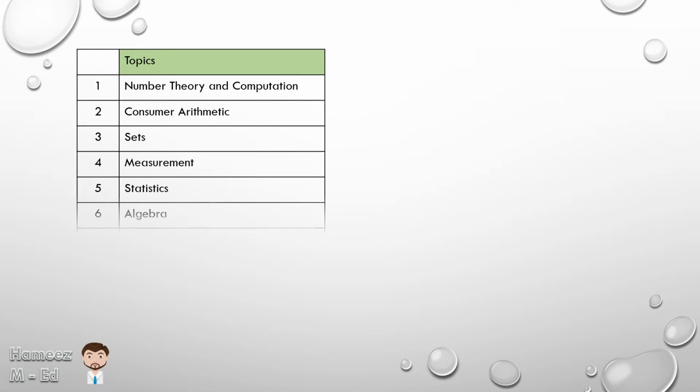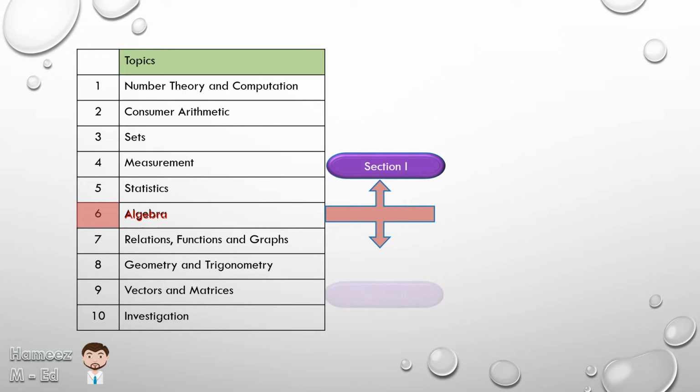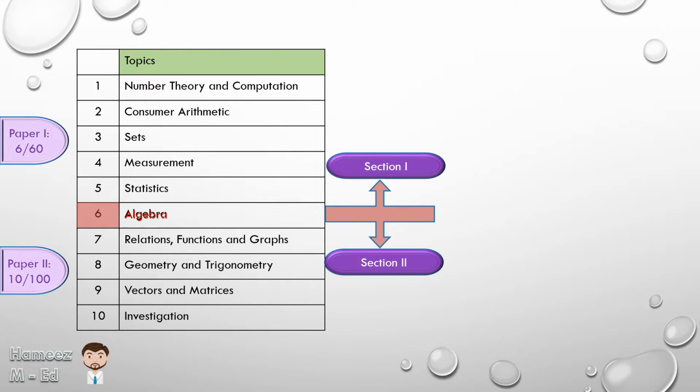Let's recap the 10 major topics in CSEC Math, and this video deals with topic number 6, Algebra. This topic comes in both section 1 and section 2 of the long paper. Let's recall that algebra is tested for 6 questions out of the possible 60 in paper 1, and in section 1 of paper 2 it comes as 1 full question worth 10 marks.